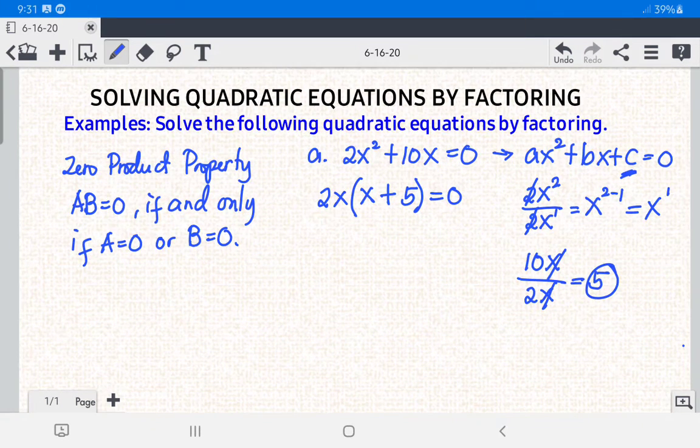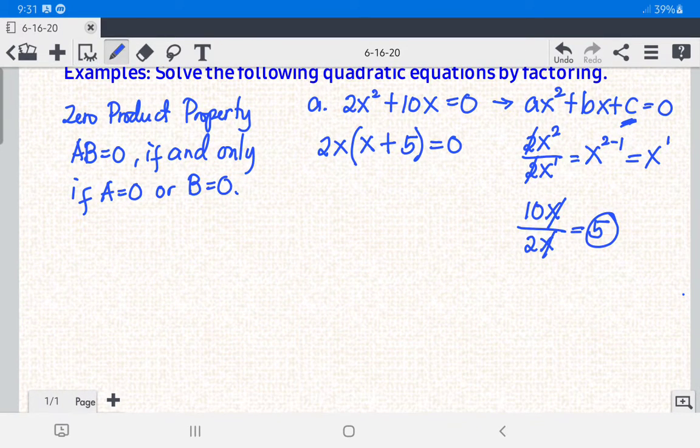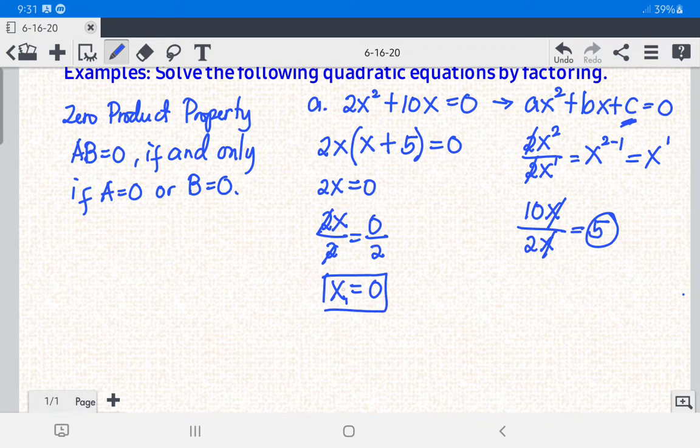Then, using the zero product property, we have to equate each factor to 0. So we have 2x is equal to 0. There is a numerical coefficient here on the variable x. So you divide both sides by 2. So 2x divided by 2 equals 0 divided by 2. You cancel 2. Then we have x is equal to 0 divided by 2. That is 0. So this is the first solution.